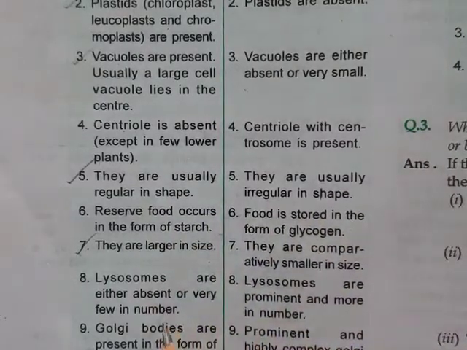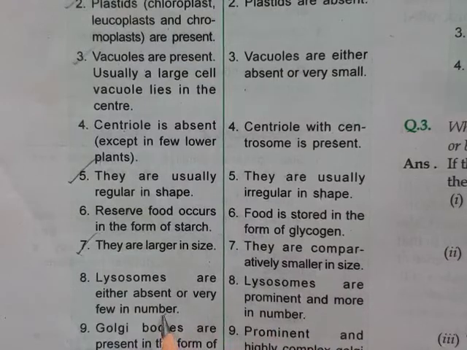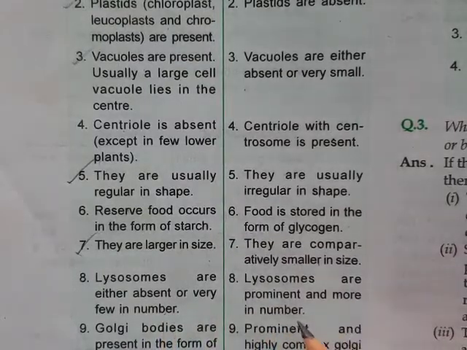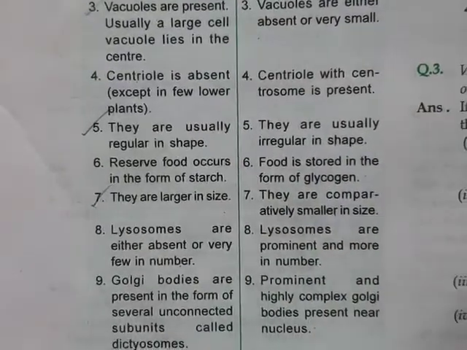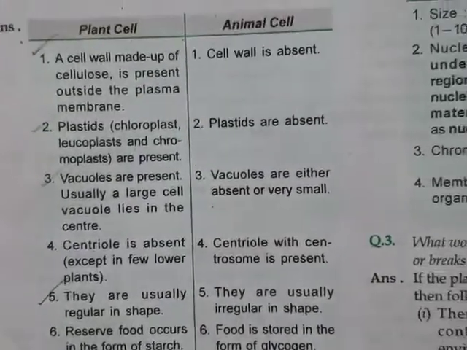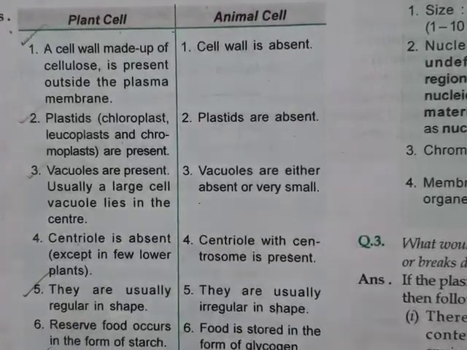Lysosomes are either absent or very few in the plant cell. और इसमें animal cell में lysosomes are prominent and more in number. So you have to write any 5. You have to learn any 5 differences between the plant cell and the animal cell.